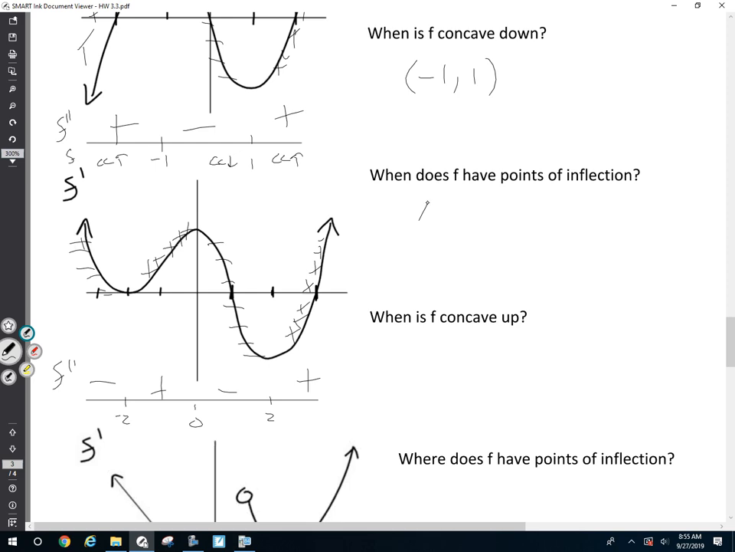F has points of inflection at -2, 0, and 2. F is concave up between -2 and 0, and from 2 to infinity. You can also write this using interval notation. I go back and forth. You need to be prepared to do either.